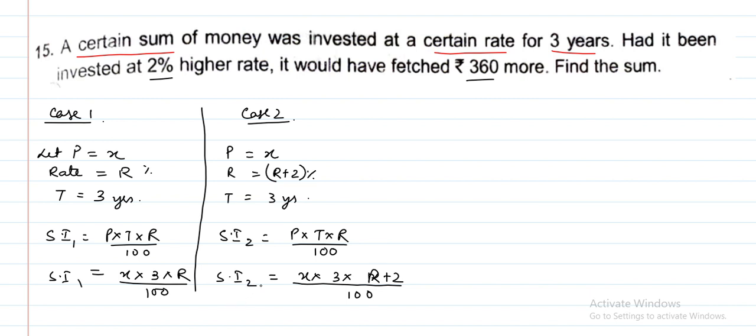SI2. Now in the question it is given that it would have fetched more. That means in case 2 the simple interest will be more than in case 1. So we will write that SI2 is more than SI1. So what is the difference of SI2 and SI1? It will be rupees 360 only. Yes or no? Yes. So we will solve that now.